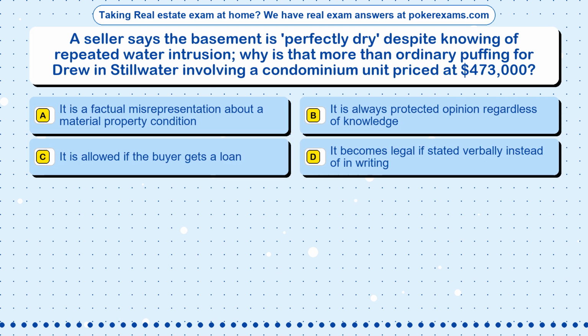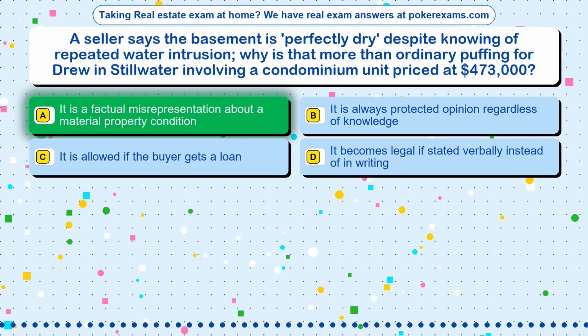Question 33. A seller says the basement is perfectly dry despite knowing of repeated water intrusion. Why is that more than ordinary puffing for Drew and Stillwater involving a condominium unit priced at $473,000? Option A. It is a factual misrepresentation about a material property condition. Option B. It is always protected opinion regardless of knowledge. Option C. It is allowed if the buyer gets a loan. Option D. It becomes legal if stated verbally instead of in writing.